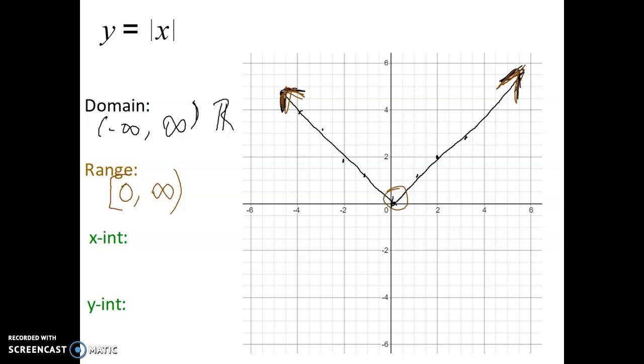Okay, x-intercept. So just like before, I'm going to find the solution when I set y equal to 0. So I'm going to put 0 in place of y, and then I'm going to solve that. So the absolute value of x is 0. That's asking me what number is 0 units away from 0. Well, the answer to that question is 0. There's only one number that is 0 units away from 0, and that is 0 itself. So just like before, both my x-intercept and my y-intercept will be the origin. So I'm going to have the point 0, 0 for both of those.